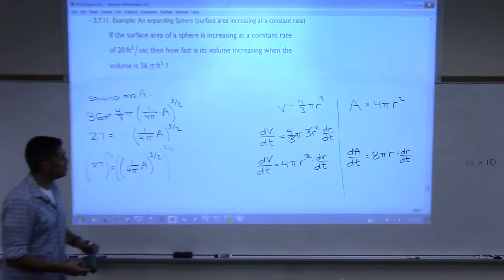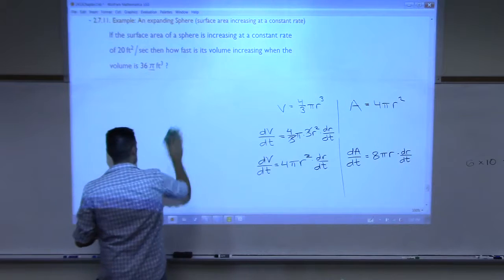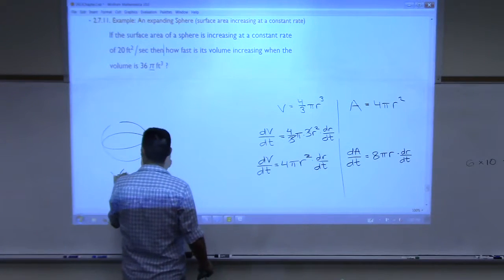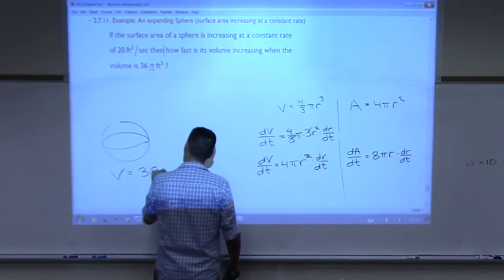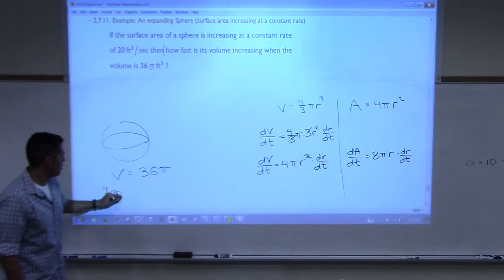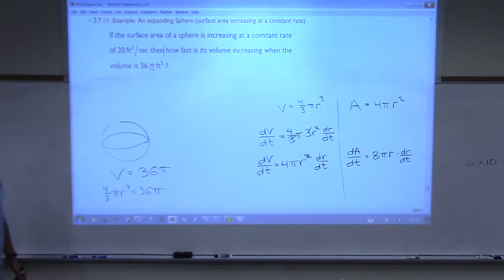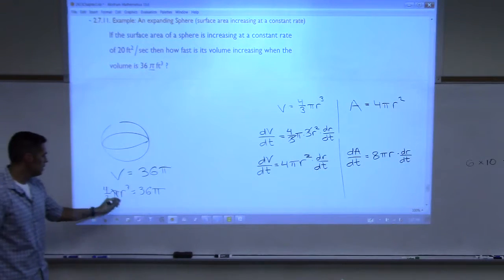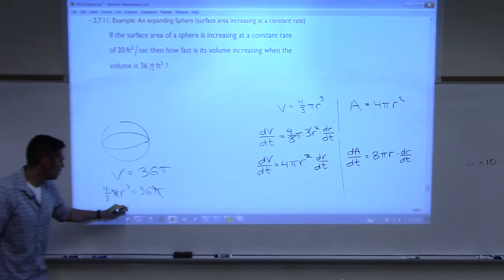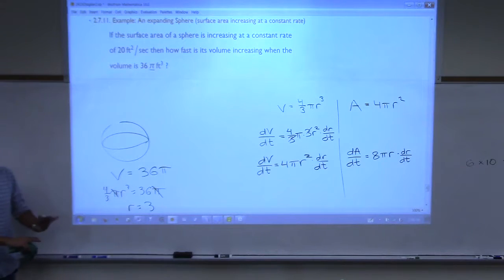Do you know what r is from the picture? Go back to the picture at the moment in time. We said the volume was 36 pi, right? Volume is 4/3 pi r cubed is 36 pi. Could you solve that for r? Yeah, so let's do it real quick. So r would be 3. I'm going very quickly through this. I'm just showing you that there's another way, okay? That's all I'm doing.